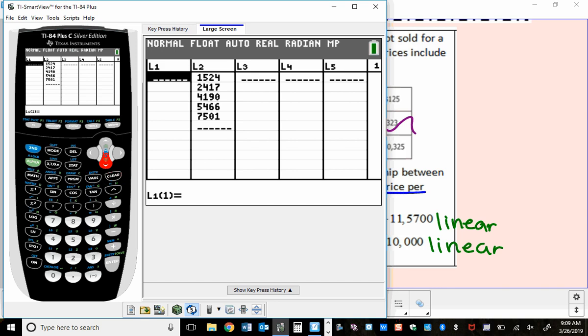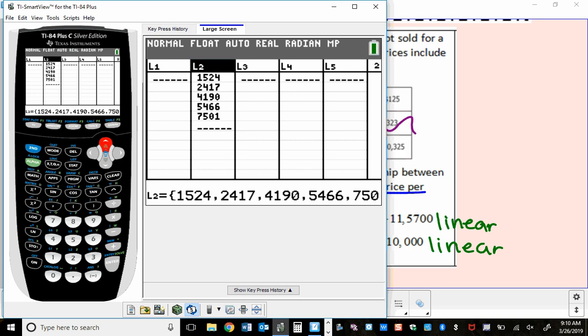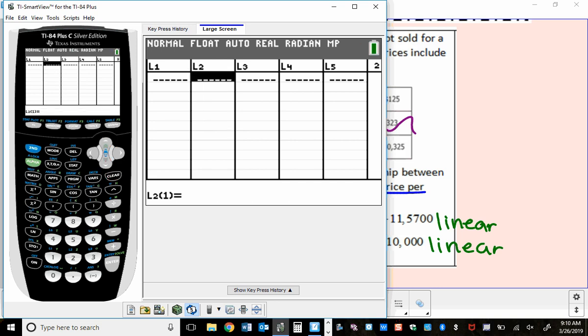If you hit delete, it'll take away a whole column. I do the same thing for L2. I hit clear, and I scroll down, it disappears. Or you can clear it out manually, one by one.